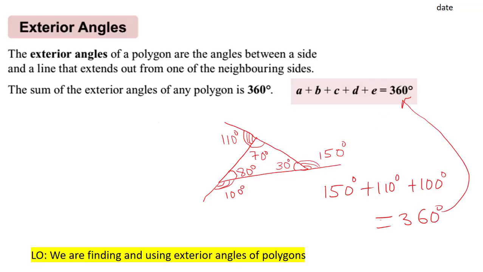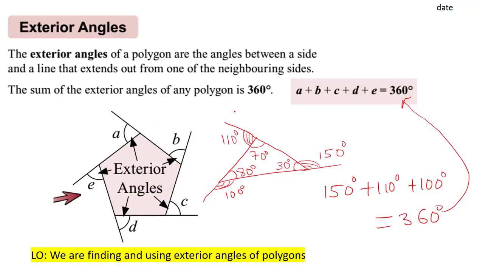Now, this doesn't just work with triangles only. It also works with four-sided shapes, five-sided shapes, anything that's a polygon. The angles outside would just basically be 360. If it's a regular shape, then the angles will be equal. But if it's irregular, in other words, if the sides are different, then the angles will be different, but they still add up to 360.